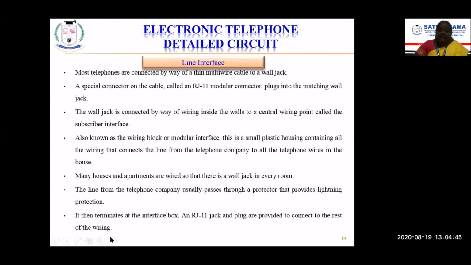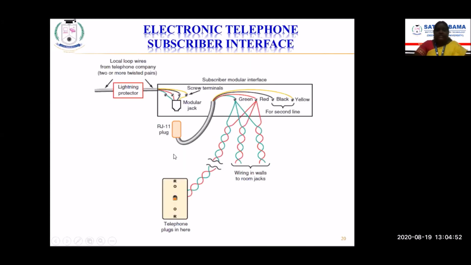And then it terminates into an interface box and RJ11 jack, which is connected to the rest of the wiring. This is the last slide, just listen. The lightning protector is coming. There are local loop wires from the telephone company with two or more twisted pairs, and everything will be inside that. An outer jacket will have the lightning protector, some kind of material that protects the cables from lightning, and this is the modular jack that will be terminating here.